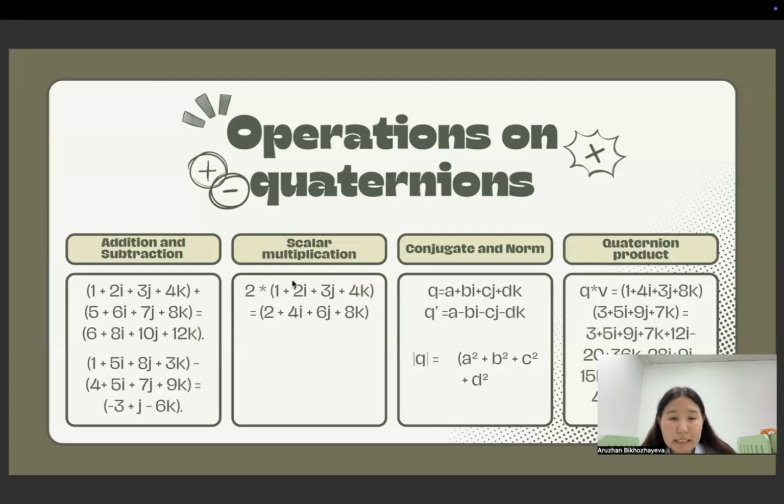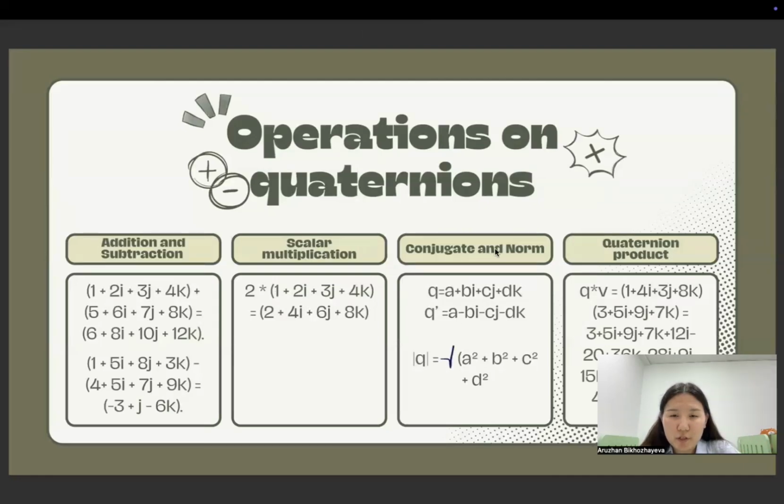But scalar multiplication also has to be easy, because when we multiply one real number by the quaternion, we just multiply each part of the quaternion by this number. We interpret this as one real number. We just ignore the parts i, j, and k and just multiply these numbers before the imaginary units.